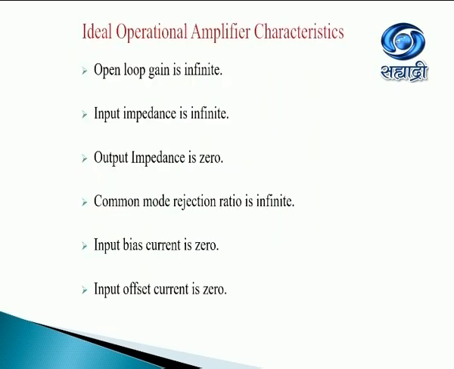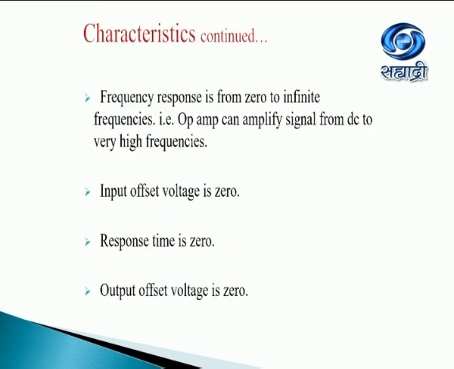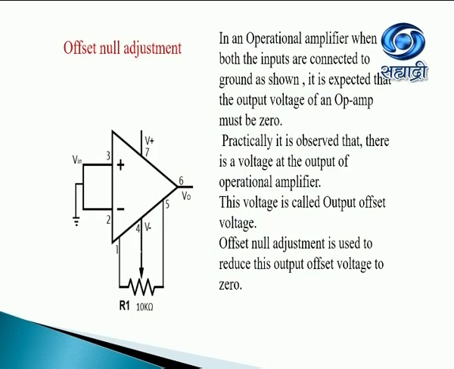Ideal operational amplifier characteristics. Open loop gain is infinite. Input impedance is infinite. Output impedance is 0. Common mode rejection ratio is infinite. Input bias current is 0. Input offset current is 0. Frequency response is from 0 to infinite frequencies. That is, op-amp can amplify signals from DC to very high frequencies. Input offset voltage is 0. Response time is 0. Output offset voltage is 0.